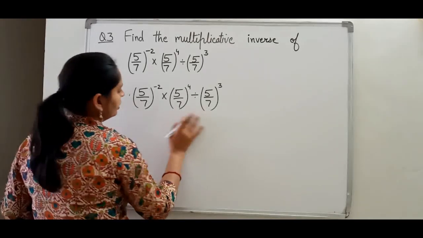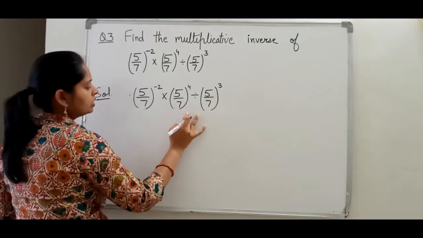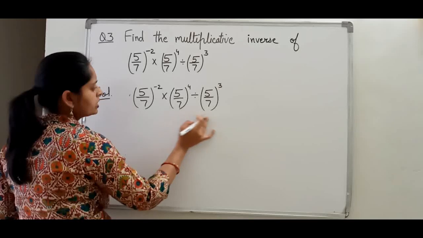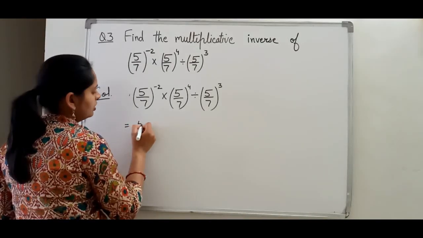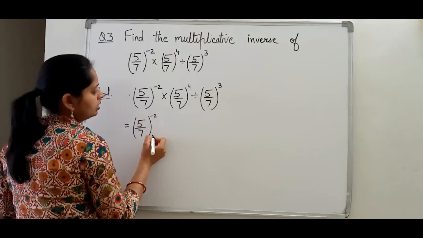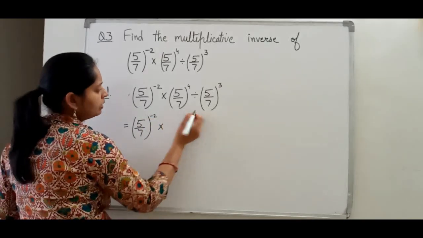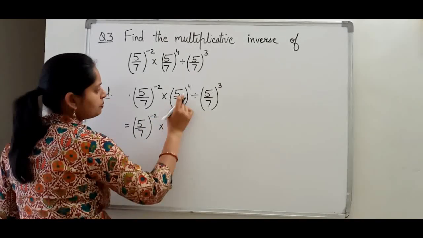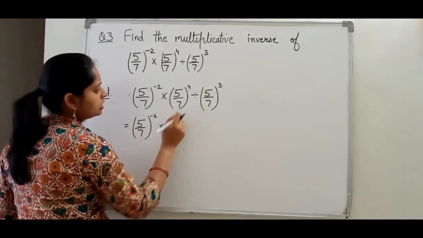We know that whenever we are having an expression, first we have to go for the division. So first we will divide these two terms. 5 by 7 to the power minus 2 will remain here. Next, both are having the same base, so the powers will be subtracted because division is there.